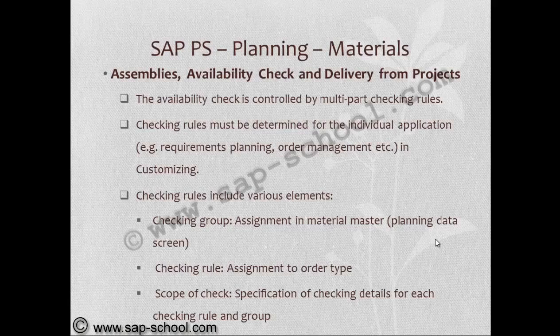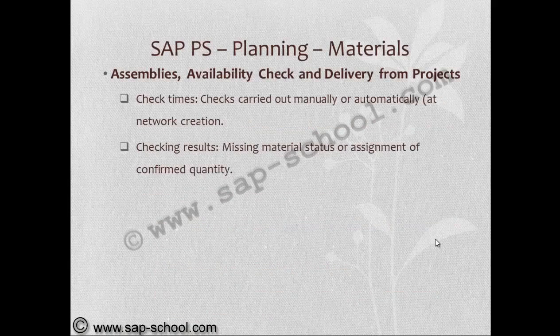Checking group is an assignment in the material master, that is, planning data. Checking rule is an assignment to order type. Scope of check is the specification of checking details for each checking rule and group. So that means the specification of where to check and what stages need to be considered. The entire details will be defined in the scope of check.